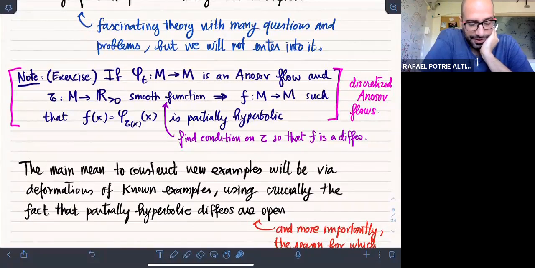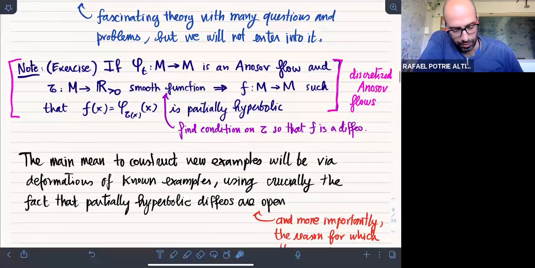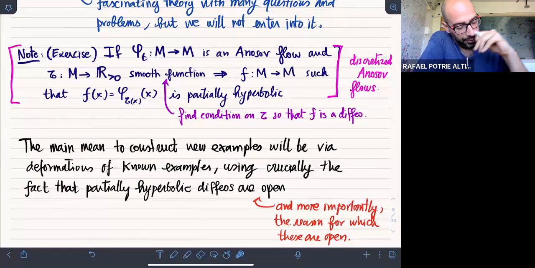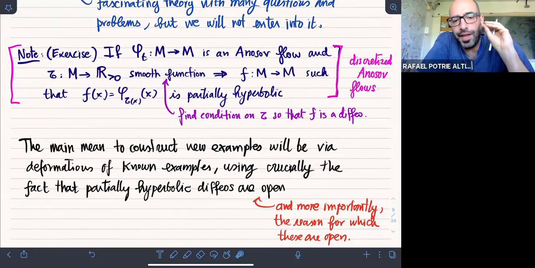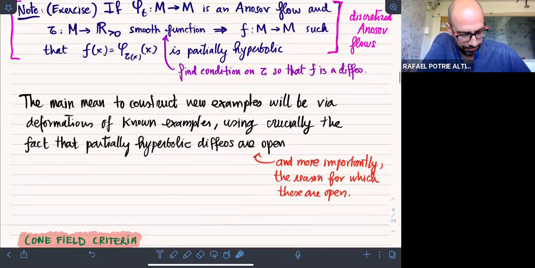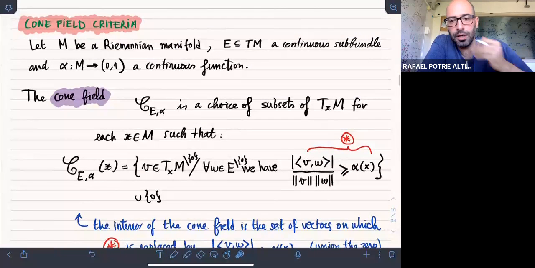Okay, and as I said, the main way that we will use to construct new examples will be to make deformations of known examples. And we will use crucially the fact that partially hyperbolic diffeomorphisms are open, and more importantly, the reason why they are open. So now I will discuss exactly this reason, why partially hyperbolic diffeomorphisms form an open set of the space of diffeomorphisms. And this is called the cone-field theory.